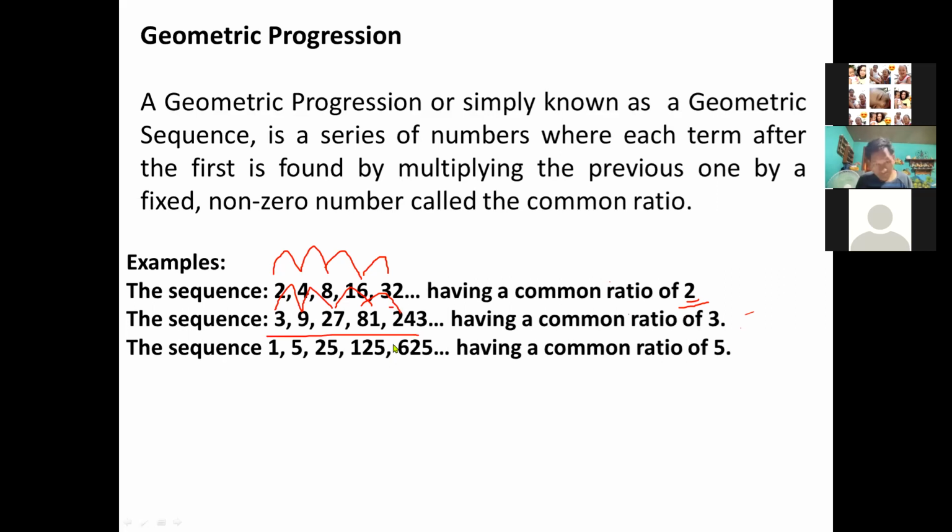So, iba naman yung Fibonacci. Nag-a-add lang tayo doon ng mga previous two terms. Sa arithmetic progression, common difference tayo. Sa geometric progression, common ratio tayo.